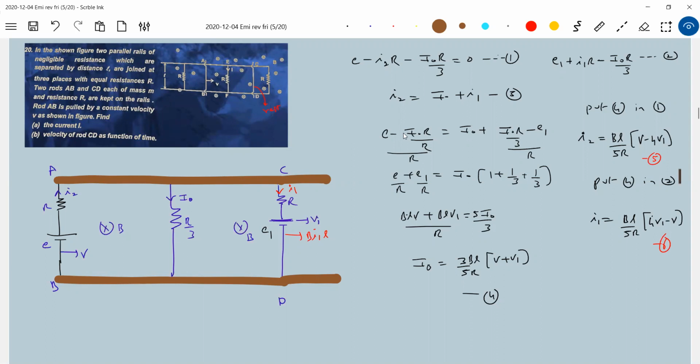What is it asking? Find the velocity of the rod CD as a function of time. Okay, as a function of time, we have to integrate. We have to go for ma equal to BI1L, and we have to solve it.